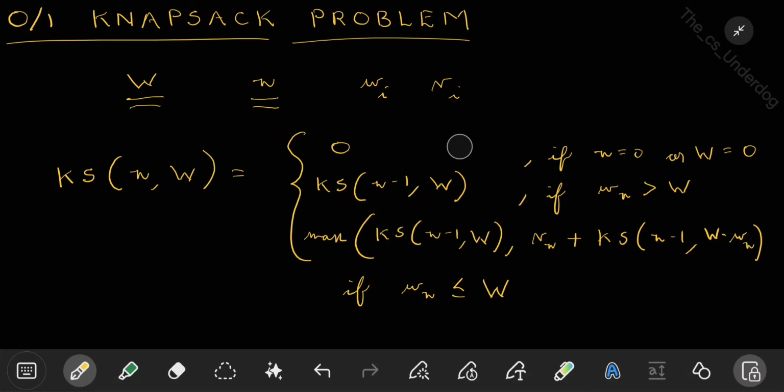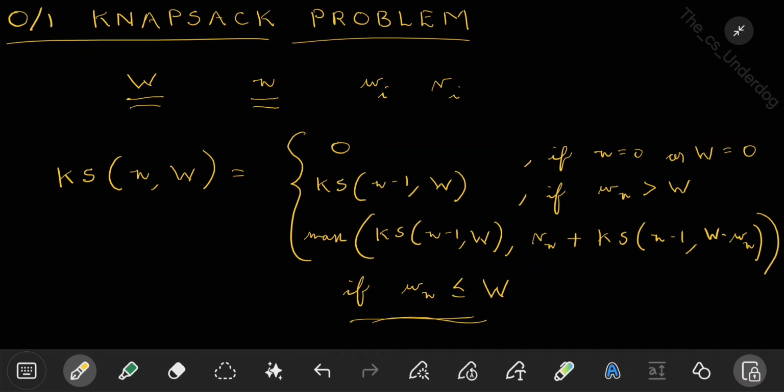What is the final case? Final case is if Wn is less than or equal to W. That means this item has a weight which is lesser than the total capacity of the knapsack. You have an option to add this item. You need not necessarily add this item, but you have an option to add it. So if you add this, then what happens? You have to choose the maximum of both the cases.